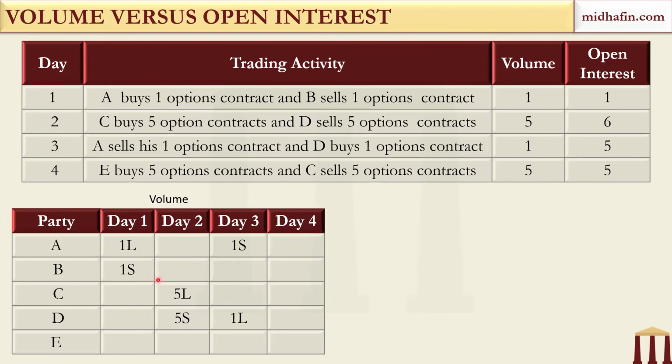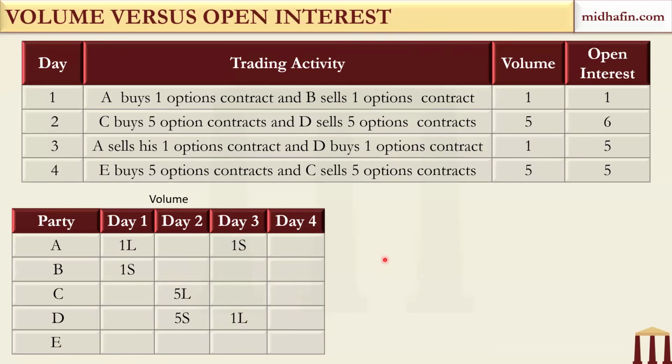Okay. Next. Day one, party A is having one long and one short position. Day two, two parties engage, C and D. So 5 long and 5 short. Day three, again, only one contract is traded between A and D. Okay, so volume is pretty clear to everyone. I'm not going to day 4. Volume is pretty clear to everyone.